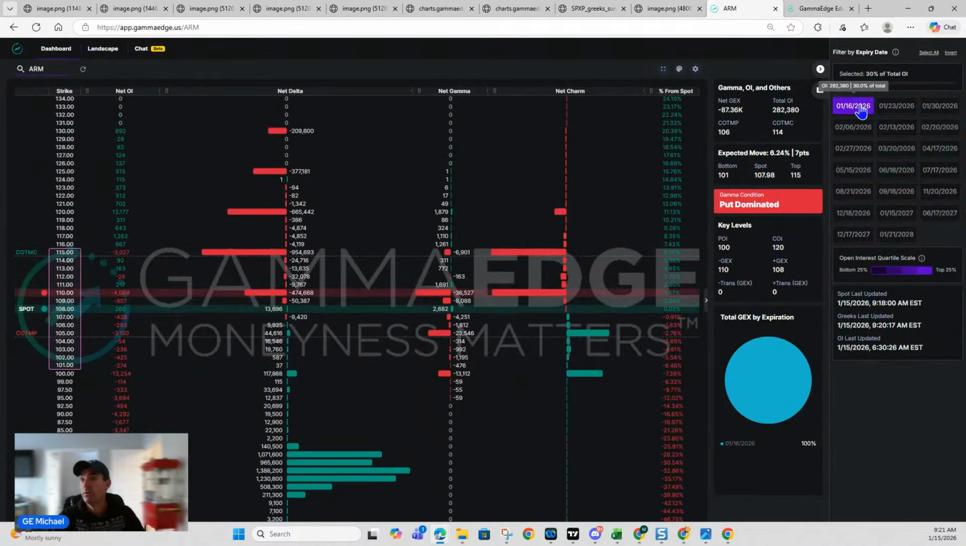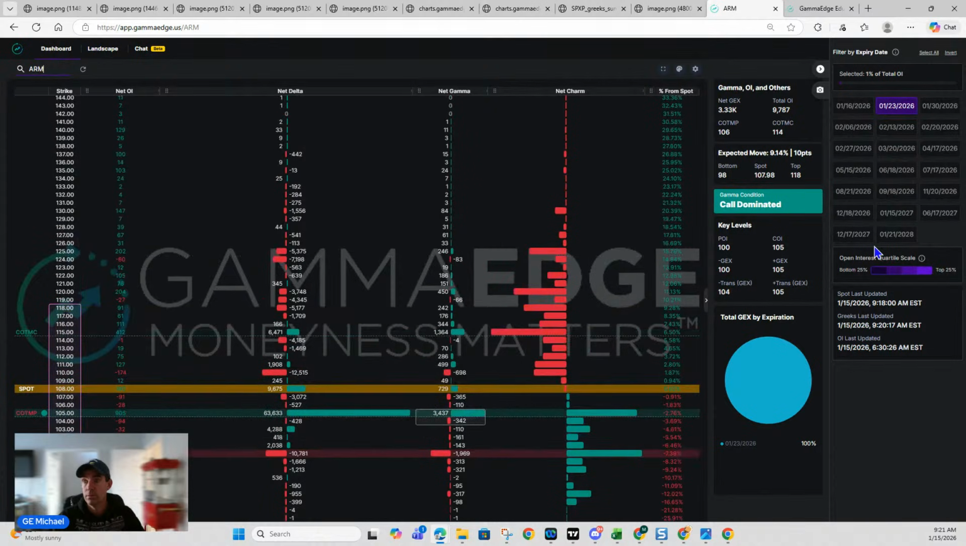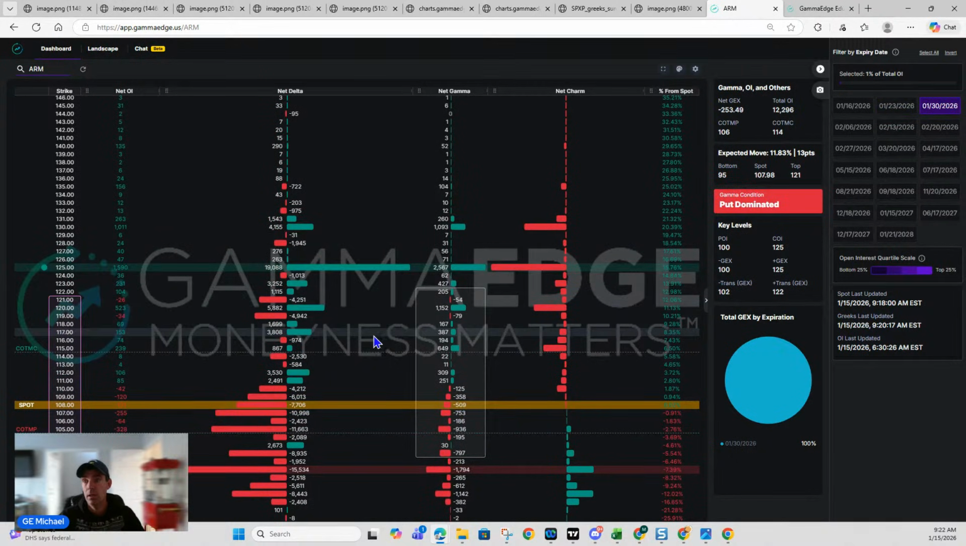This is put dominated, PGEX below INGEX, significant overhead in-the-money puts. Those are negative structures. Call dominated after this expiry, but 105 below, and it's expanded. So not looking good on ARM for significant price appreciation to the upside. Even though we do see the structure expand to 125, it's still put dominated. So I think that's going to be difficult to move to the upside.